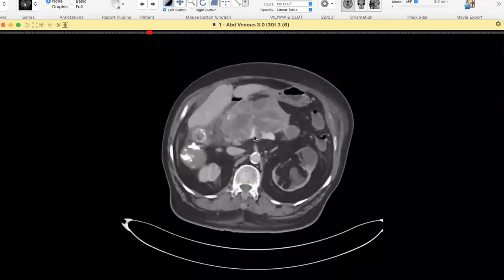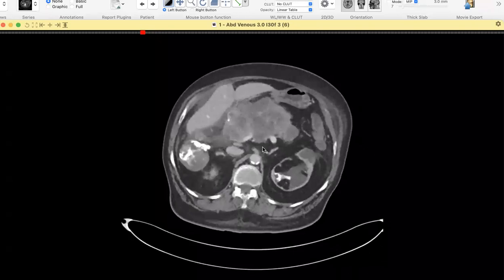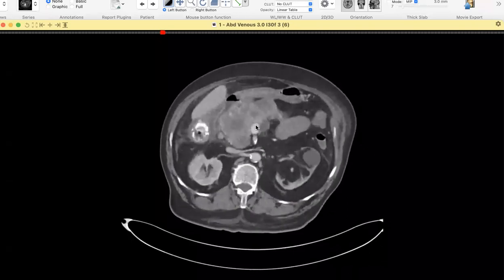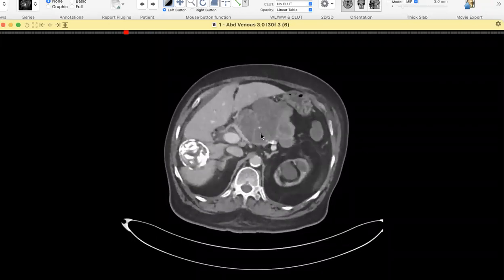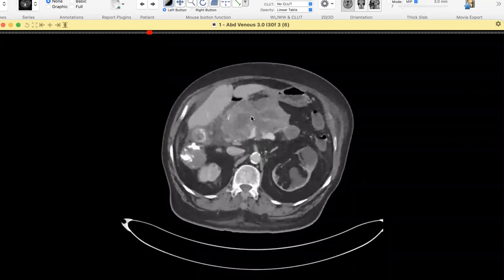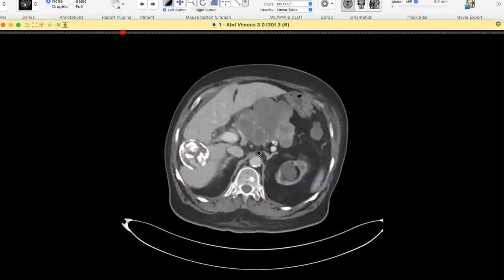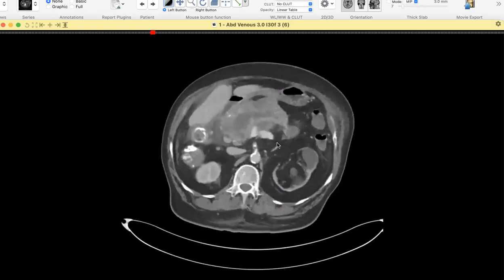This is an incidental finding, and it's a large, predominantly cystic lesion with multiple septations, and the septations have calcification. So it's a multi-loculated cystic lesion. The cysts are macrocystic; they're not microcystic. It's predominantly involving the body and the tail of the pancreas.